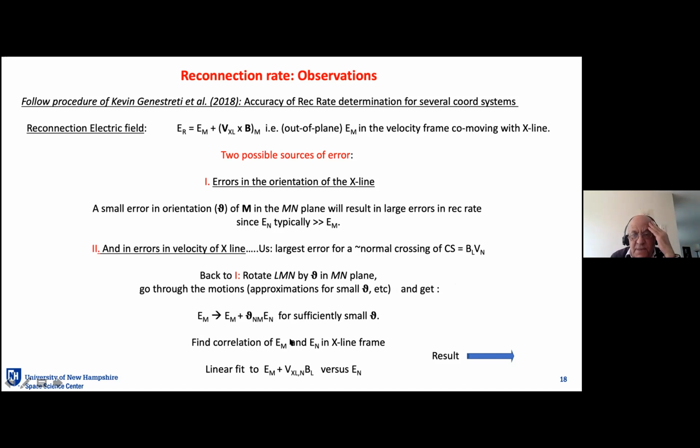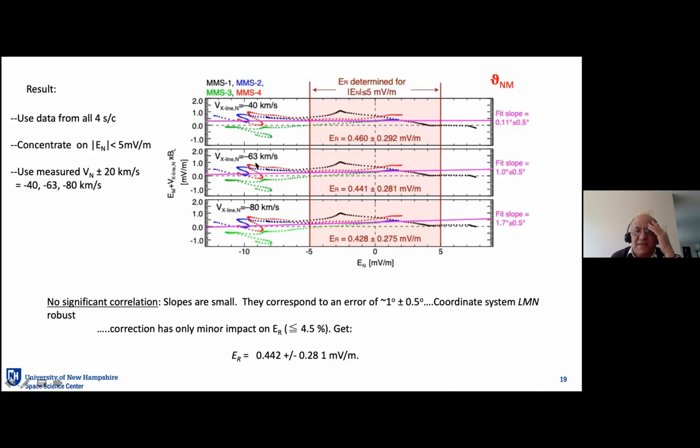We get this, and now we find a linear fit of this quantity against EN. And here is the linear fit being done. Let's take the middle panel. The middle panel corresponds to the one for the normal velocity, which we actually saw in the data. So when you do this, first of all, we use all 4 spacecraft data, and we take the EN in the range -5 to 5, because EN is a troublesome fellow, being large. And you have this result here, how much the reconnection electric field is.